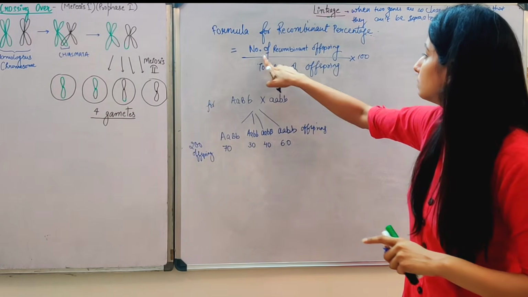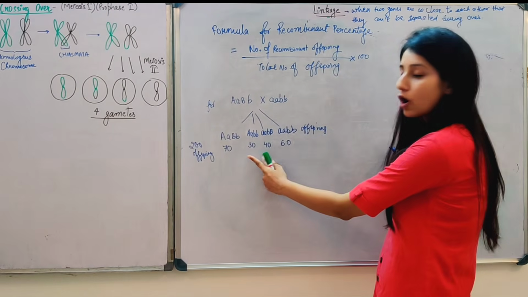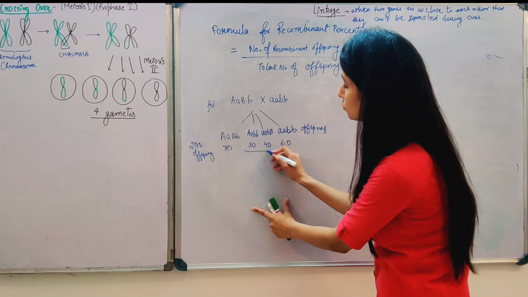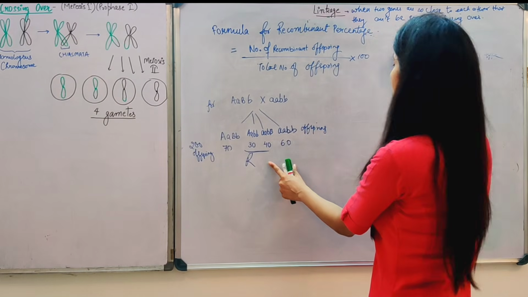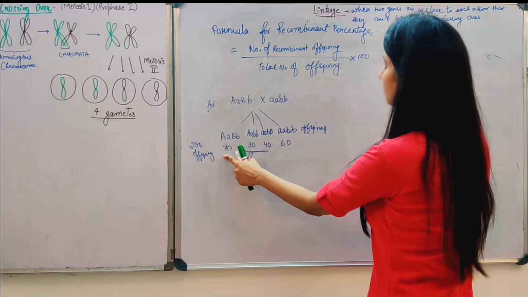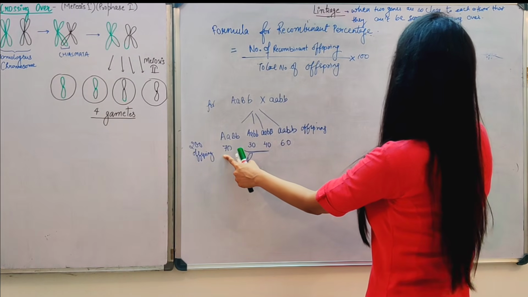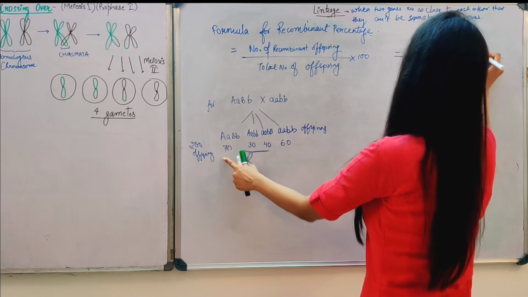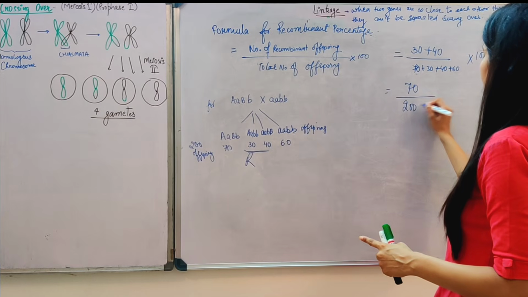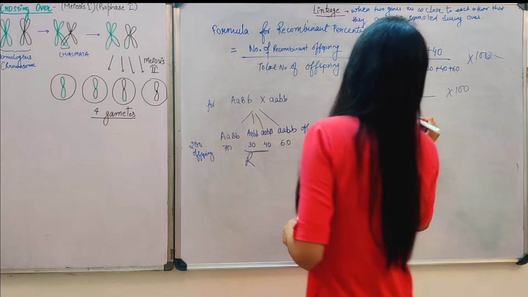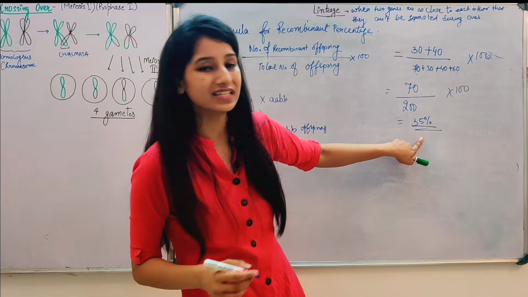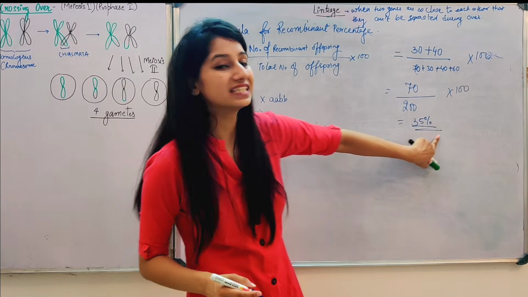Okay, so now what will be the number of recombinant offspring? The number of recombinants will be this one and this one. As these two are the parental, these two are the recombinant ones. So we apply 30 plus 40, and the total number of offspring is 70 plus 30 plus 40 plus 60, into 100. So it will be 30 plus 40, 70, upon 200 into 100. So it will become 35%. So here the recombination frequency, or the recombination potential, is 35%.